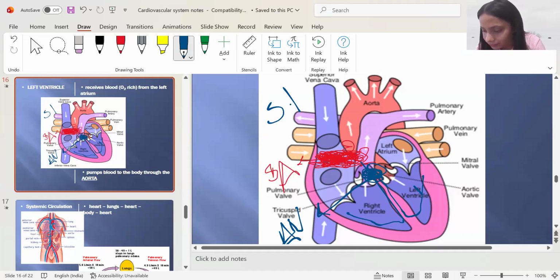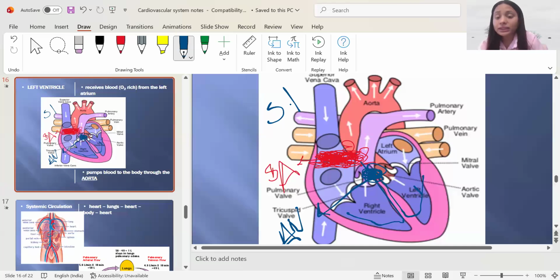Can anyone tell me? Yes or no? Does anybody know how this electrical conductivity will start from your body? How do you produce S1 and S2 sound?